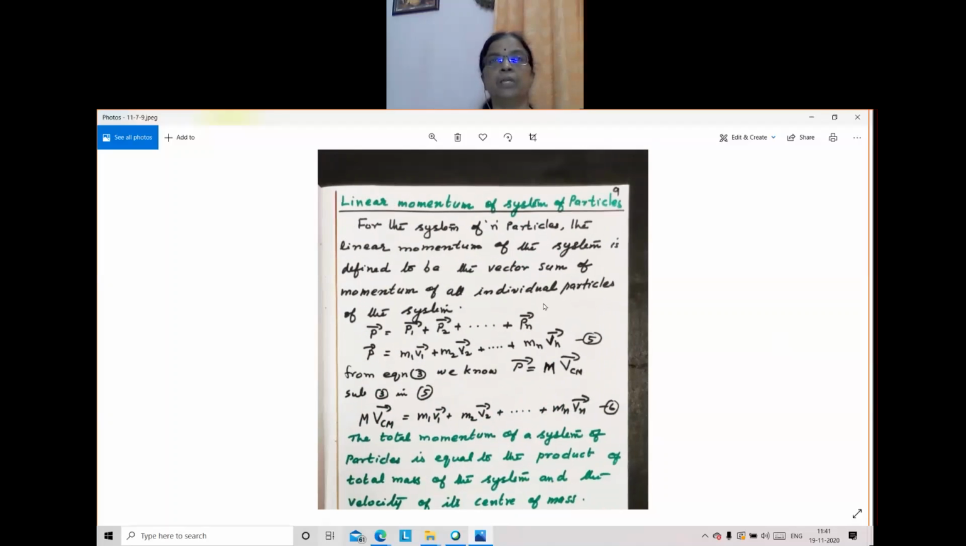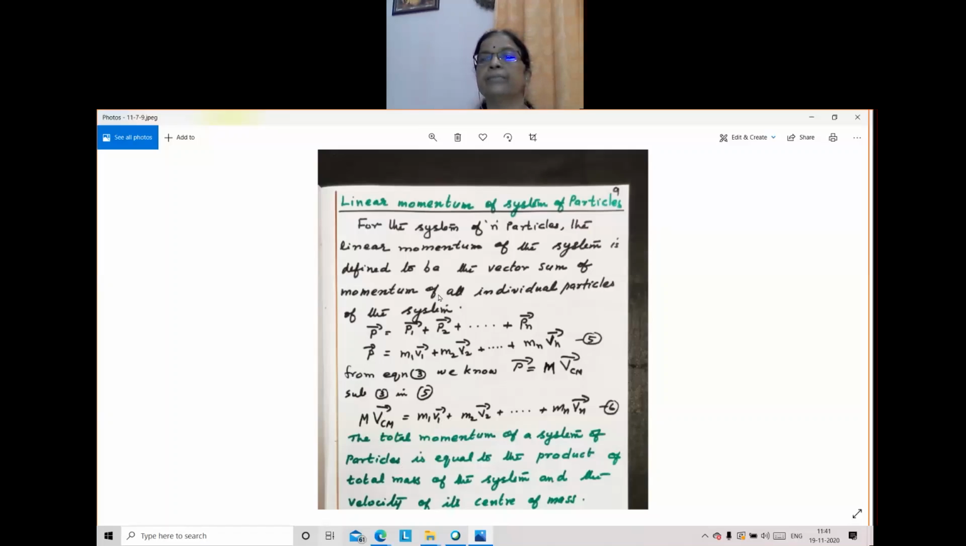Next, now we have studied the force acting on center of mass. And next, in momentum also we have to study. When you study motion of center of mass, position vector, velocity vector, acceleration vector, force vector, then linear momentum vector, all such things we have to apply to center of mass also. So that is done here.